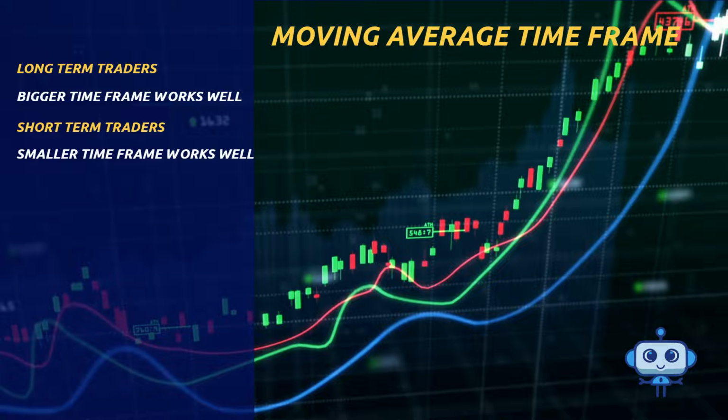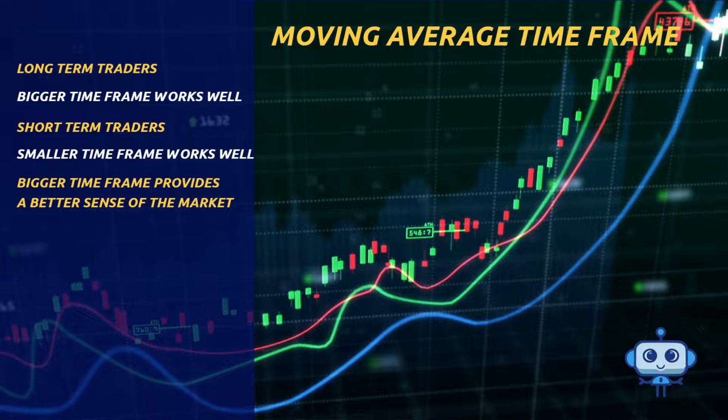Remember, a bigger time frame gives you a better sense of the market. Even if you are a short-term trader, it's always a good idea to start on a bigger time frame and then scale it down. This will help you understand the overall picture of the market.